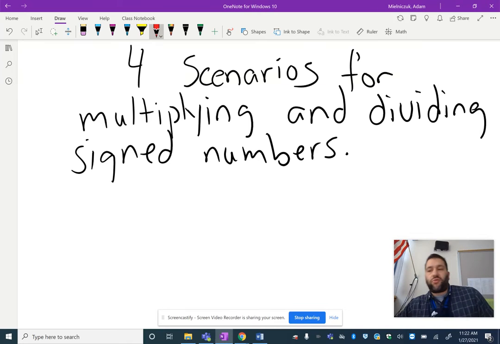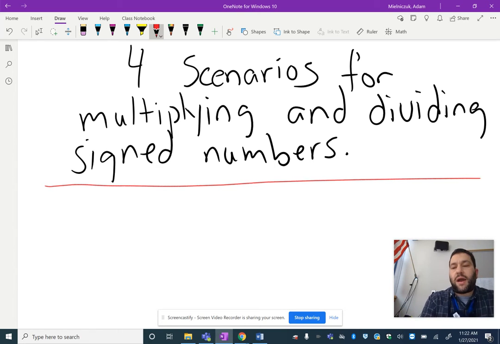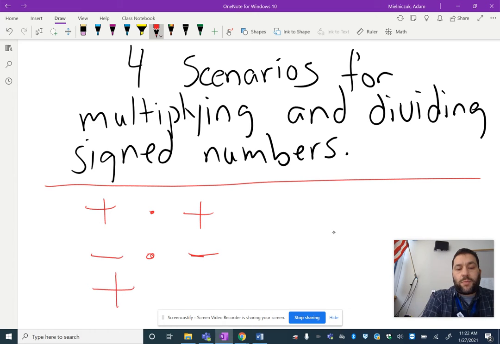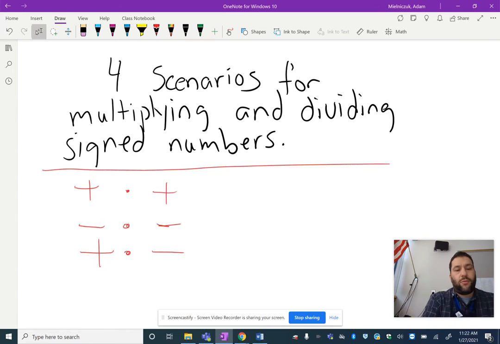In lesson 2.3, we are going to practice multiplying and dividing signed numbers. Now, within this, there's 4 scenarios that we need to know how to handle. We can multiply a positive by a positive. We can multiply a negative by a negative. We can multiply a positive by a negative. And our last one would be to multiply a negative by a positive.